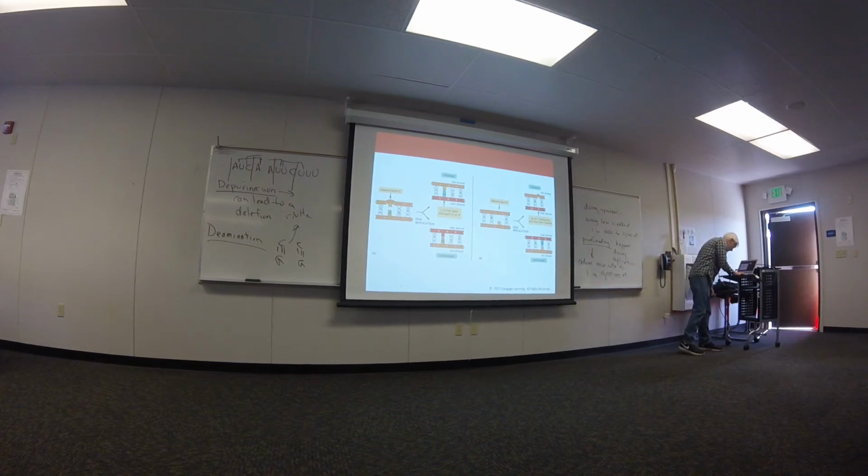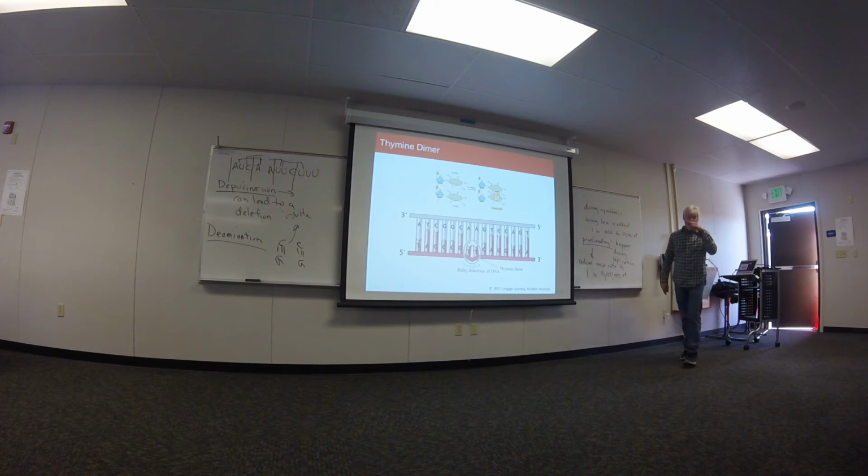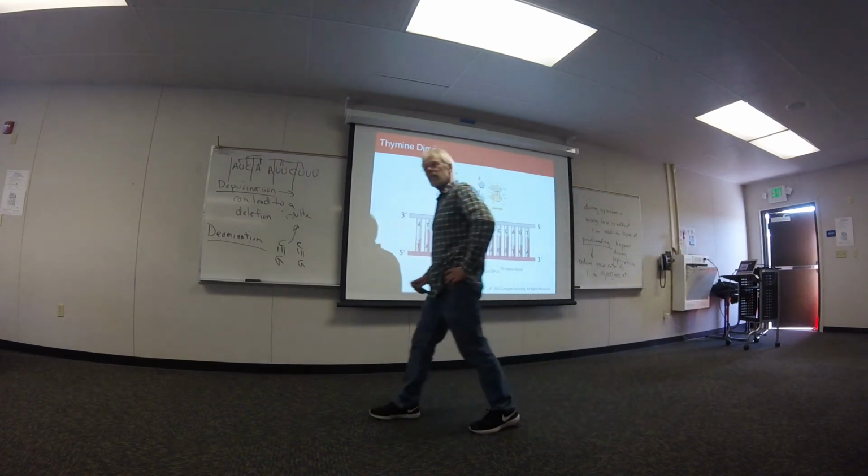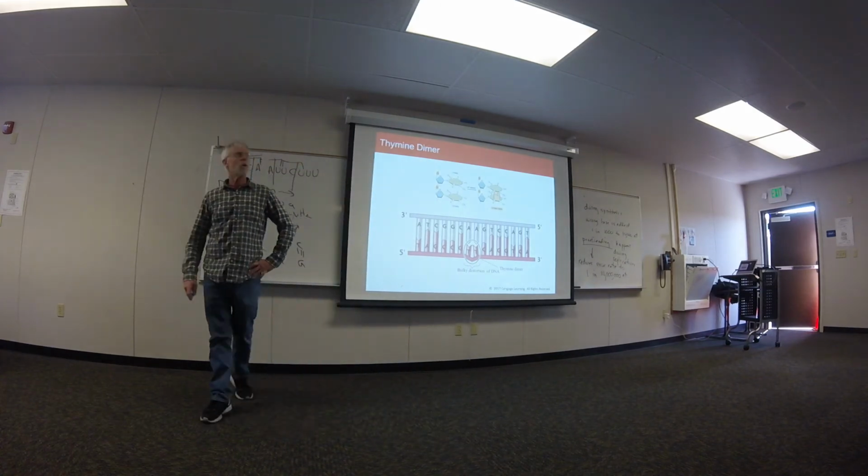Okay. Now, here's another serious type of genetic damage caused by sunlight. Sunlight is packed full of ultraviolet radiation. It's bad, especially for us fair-skinned people.